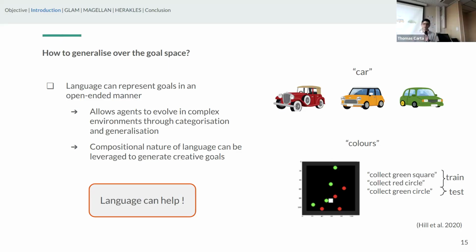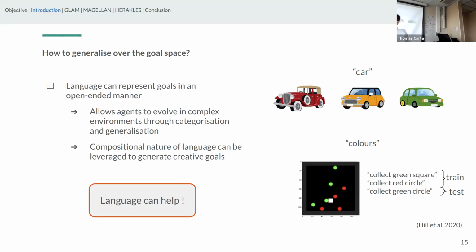And we can use some generalistic sentence, such as she can drive a car, and it applies to all of them. It was also shown by Hill and collaborators that specifying goals in natural language for an artificial agent helps the agent to generalize more. So for instance, here, the agent was trained on collect green square and collect red circle, and was easily able to generalize to collect green circle.